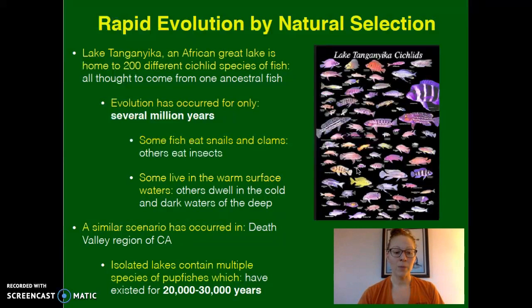There's another example of rapid evolution in Death Valley in California and Nevada. There's an isolated lake out there where pupfishes have been feeling environmental pressures and adapting to the changes. And over just 20,000 to 30,000 years, they've seen a few different species of fish evolve. That is pretty cool, and that is very rapid evolution.